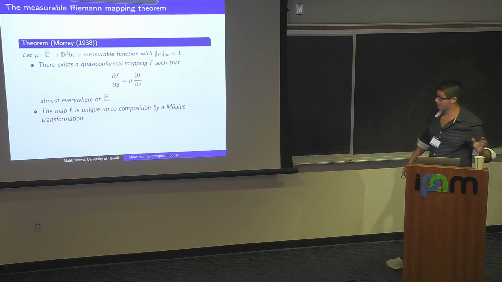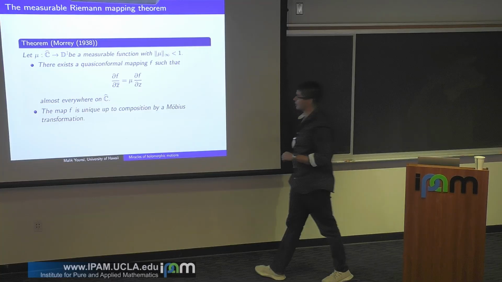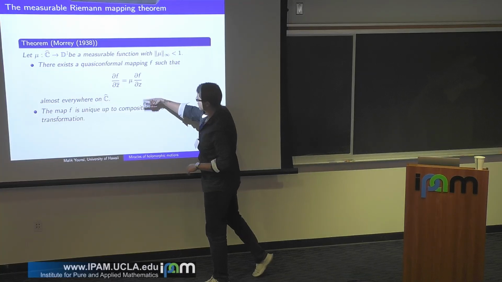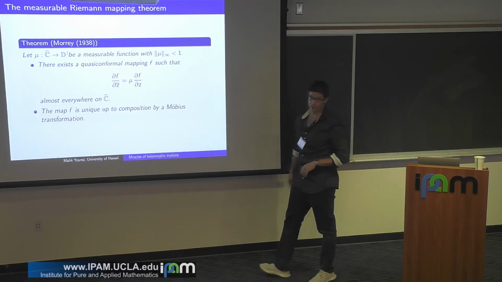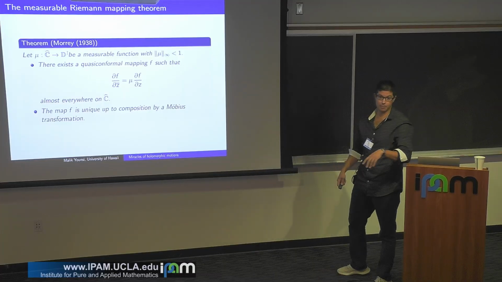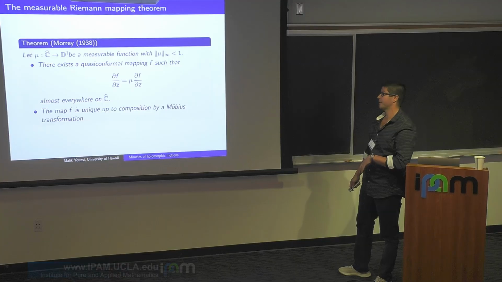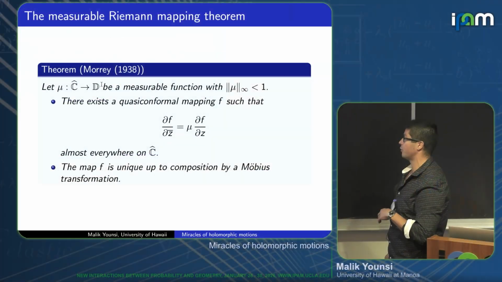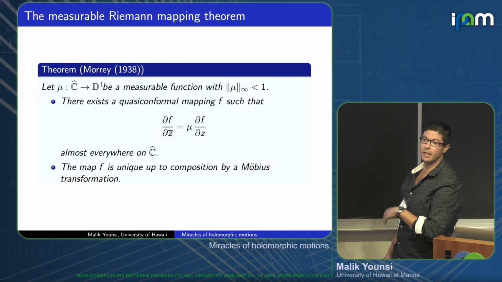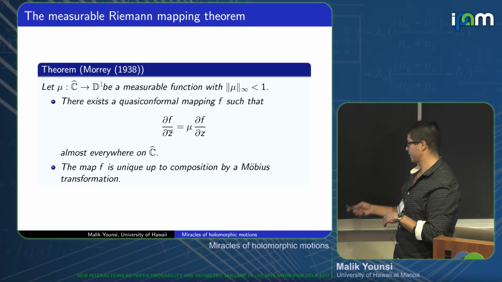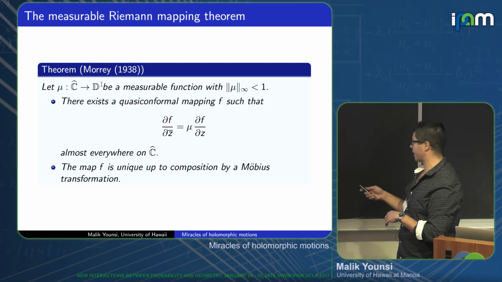Because of this Beltrami coefficient, this dilatation, quasiconformal mappings can distort the shapes or the size of sets in the plane. They can change dimension, for example, or area. And there's been a lot of work trying to quantify exactly how bad this distortion can be. So maybe I can present some theorems related to this.